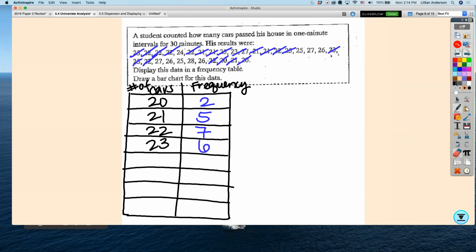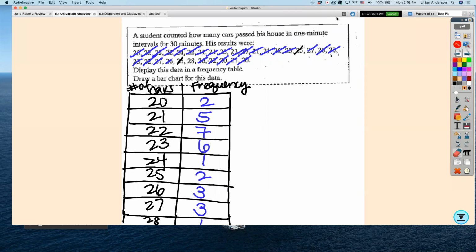All right, I'm going to do the rest off camera, but we'll still do it together as a class. So here's my frequency table. It represents all of my cars and the number of times they show up. And to be honest, a frequency table is a nicer, neater way of displaying all of this data.